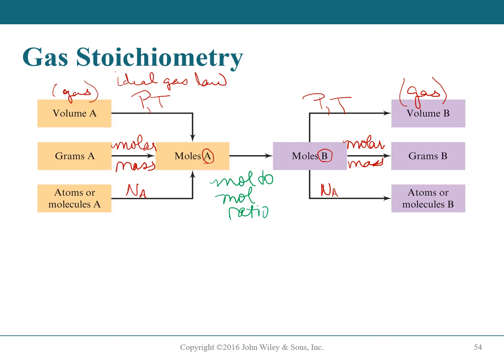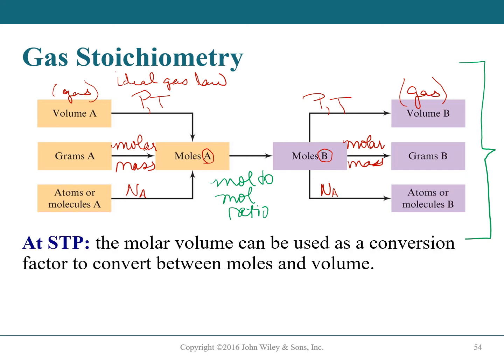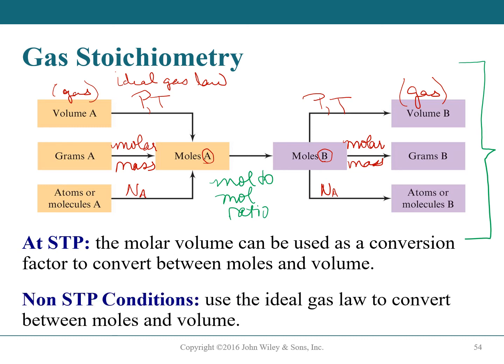So it's really important that you will add on to it a little longer, a little more in chapter 14. But it's really important that you know this construct, the solution map, really well, because you use it quite a bit. Okay? Now, at STP, remember how we use the molar volume here to go between moles and volume. So once you know what your pressure and temperature are, you can actually use a conversion factor if it's STP, if not, ideal gas law.